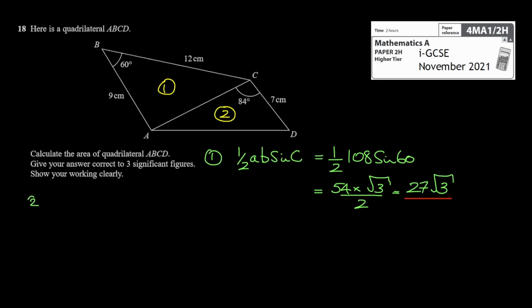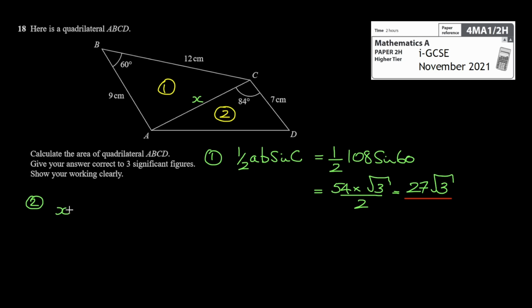Okay, let's deal with area 2. Now, area 2, we can't play the same trick unless we find the dimension of AC. Let's call this x. If we can find that, we can apply the half AB sine C rule again to area 2. So to find x, we can go back to the first triangle and apply the cosine rule. We can't apply the sine rule because we don't have a side angle opposite pair.